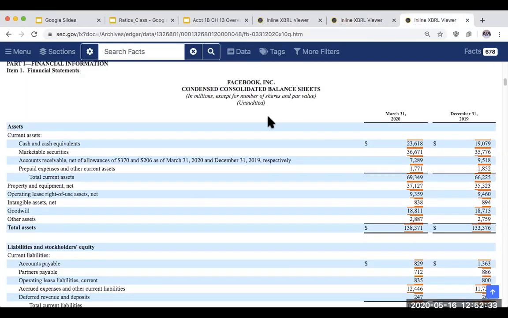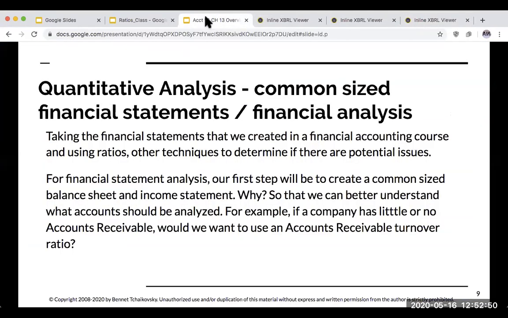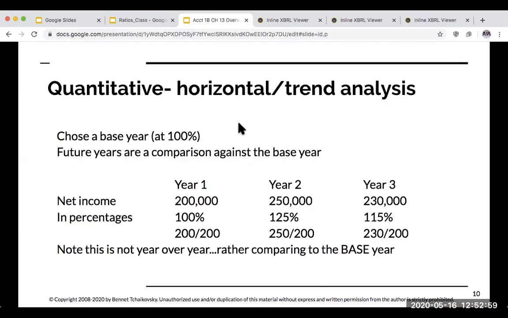For a company like Facebook, who are they closest to? That answer might be something like Snap, but Snap is significantly smaller than Facebook. But in any event, when we're doing financial statement analysis, you really need to be comparing apples to apples, as the saying goes. But again, we're going to start with making common size financial statements, and this is going to be before we go through and look at the ratios.